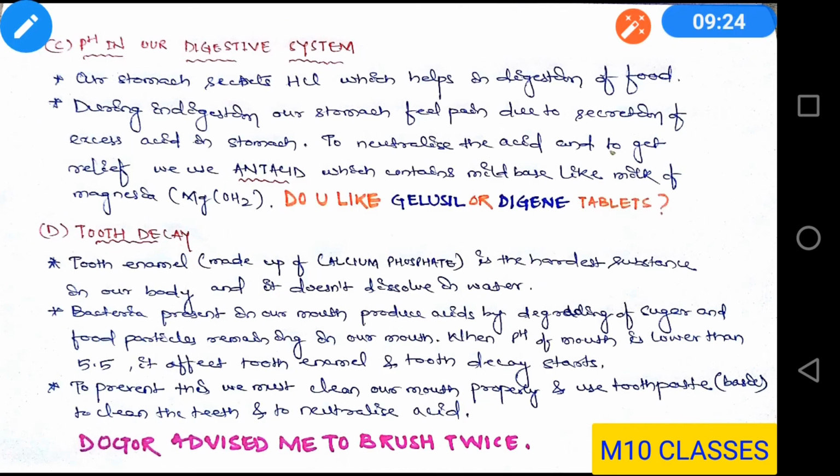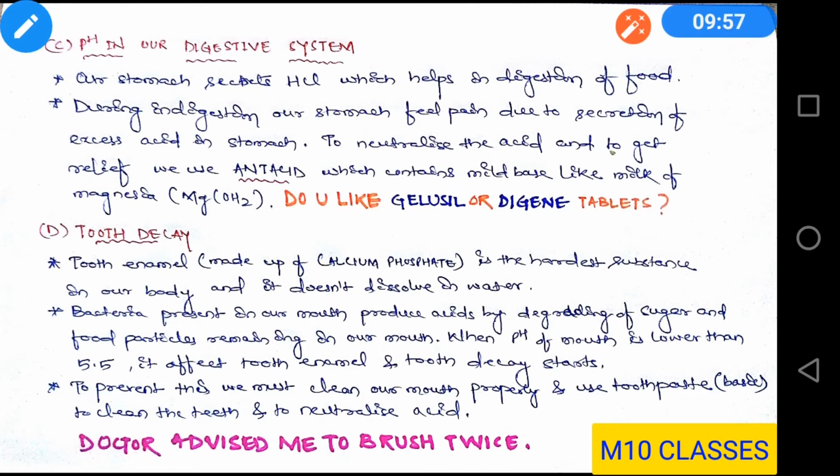pH in our digestive system. In biology, in the digestive system, you have read that your stomach secretes hydrochloric acid, and you have read the uses of this hydrochloric acid. Hydrochloric acid secreted in the stomach helps in digestion of food, but during indigestion our stomach feels pain due to secretion of excess acid in the stomach. So what do we need to do? We need to neutralize it. To neutralize it and to get relief, an antacid is used.